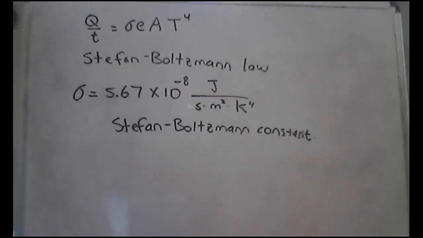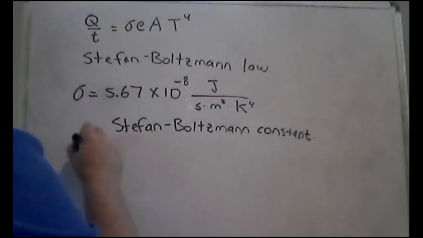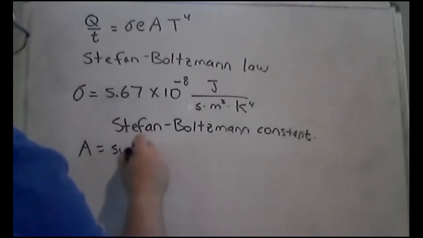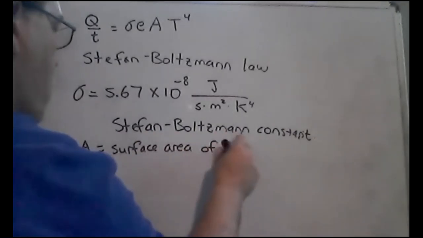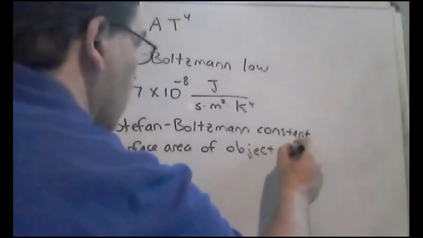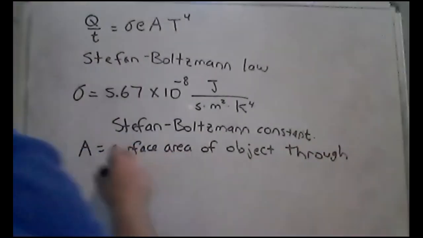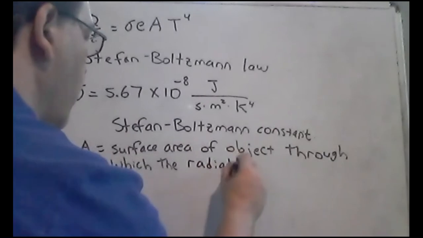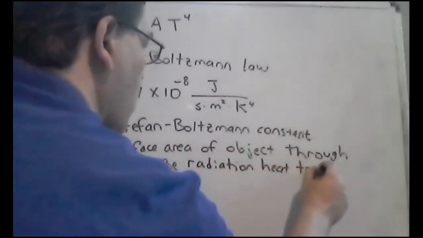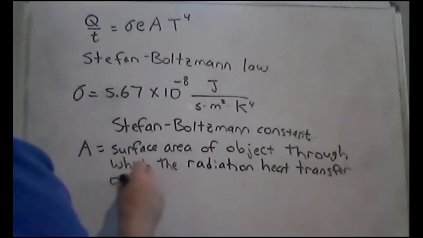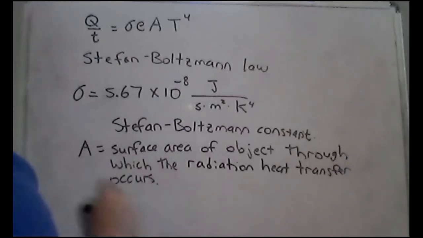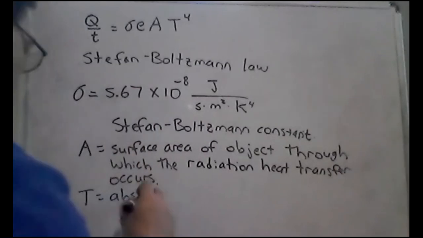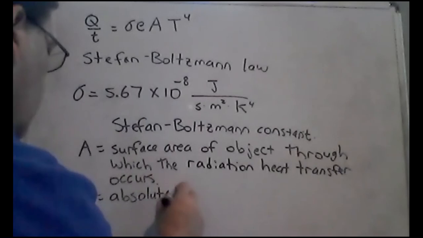Okay, what about the other things? Let's go to A, and I'm going to do E last. A is the actual surface area of the object. The object has a surface area through which the radiation heat transfer occurs. T is the absolute temperature in Kelvin. Why Kelvin? Because we have Kelvin in the sigma formulation. We've talked about Kelvin temperatures.